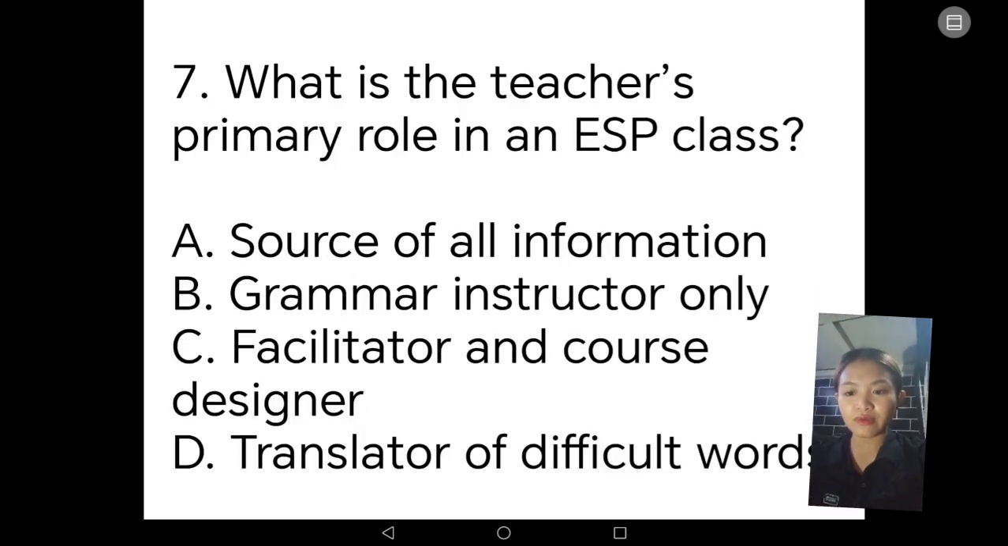Number 7. What is the teacher's primary role in an ESP class, or English for specific purposes class? A. Source of all information. B. Grammar instructor only. C. Facilitator and course designer. D. Translator of all difficult words.